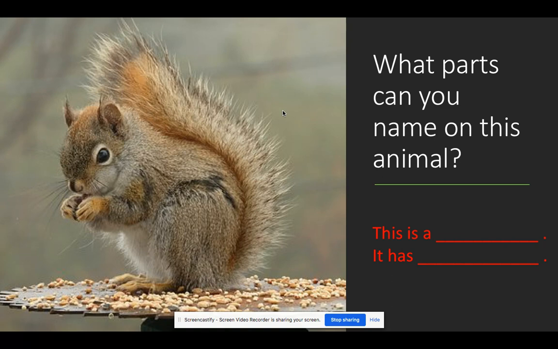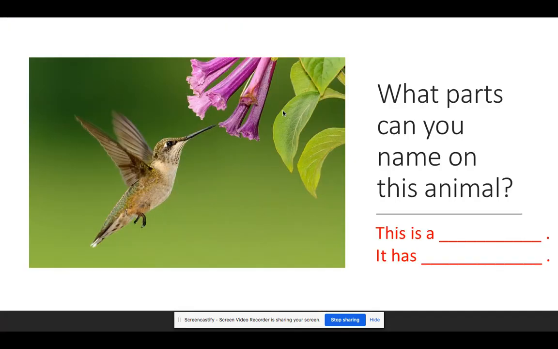All right. I hope that when you pause the video, you were saying that this animal is a squirrel, and there's many different body parts you might have talked about. You might have said it has ears, it has eyes, it has a nose. I see it has whiskers. I notice it has a big fluffy tail. I notice it has fur. There's lots of body parts on the outside that we can see.